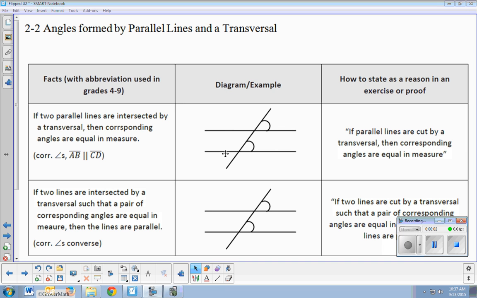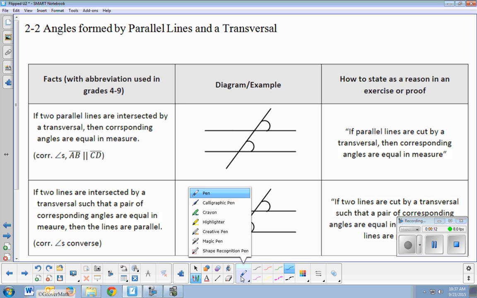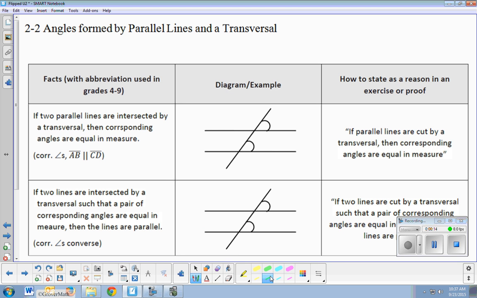Geometry, Unit 2, Section 2, angles formed by parallel lines and a transversal. There's a couple of important angle relationships that happen when we have two parallel lines, and that's what we see here. These two lines are parallel, and they're cut by what's called a transversal. That's what this line would be called here. A line that intersects multiple parallel lines is called a transversal.